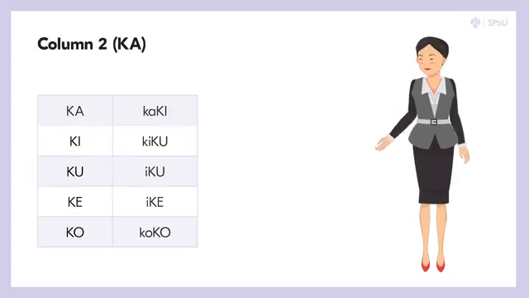The syllables of the second column start with the sound Ka, which is the same as its English counterpart. Let's try to read the column, keeping in mind what we already know about the vowels. Repeat after me. ka, ki, ku, ke, ko. And words. Kaki, kiku, iku, ike, koko.